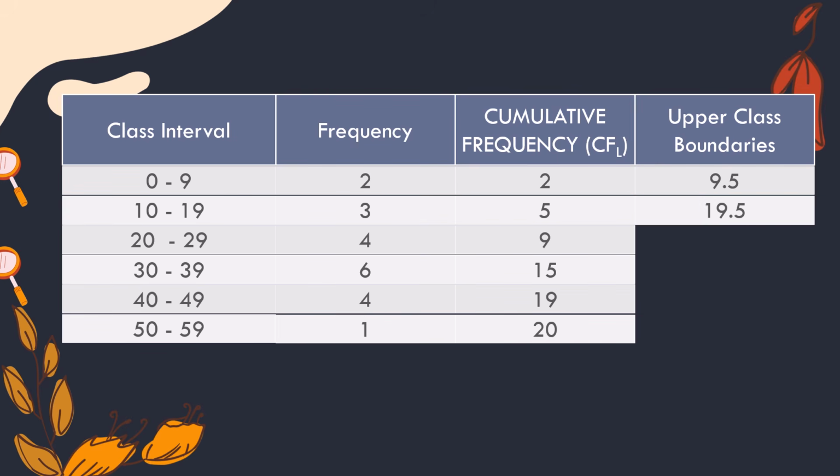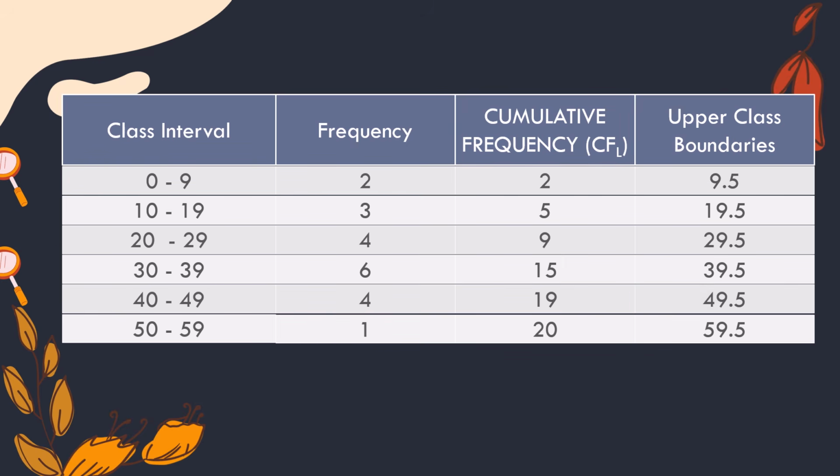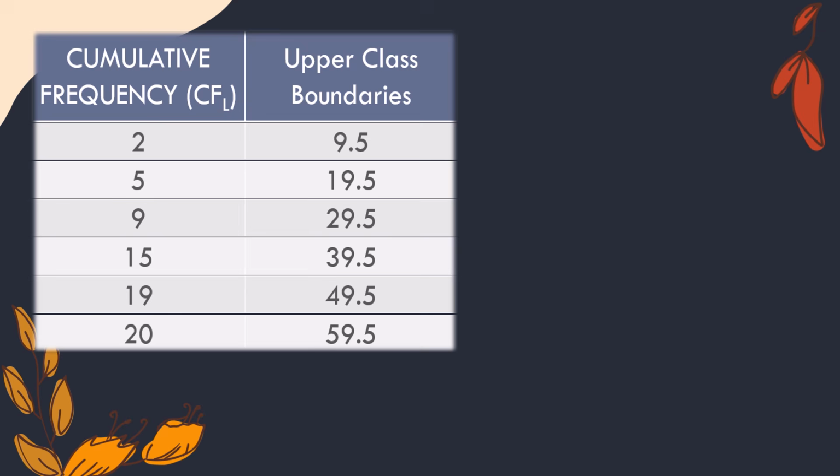19.5, 29.5, 39.5, 49.5, and then 59.5. So we have now the cumulative frequency and the upper class boundaries. So what could be the ogive points?